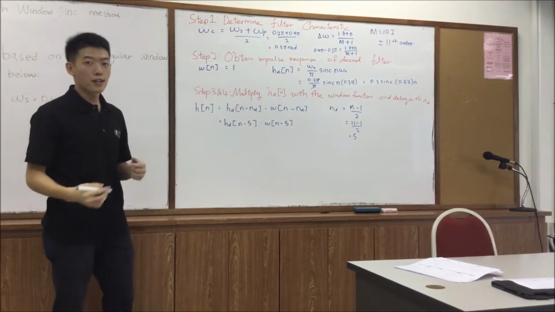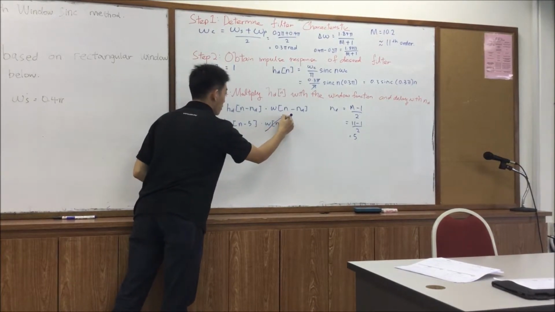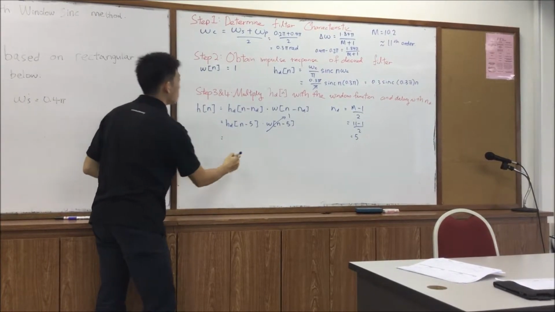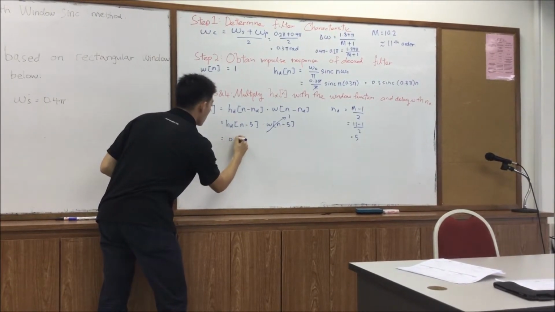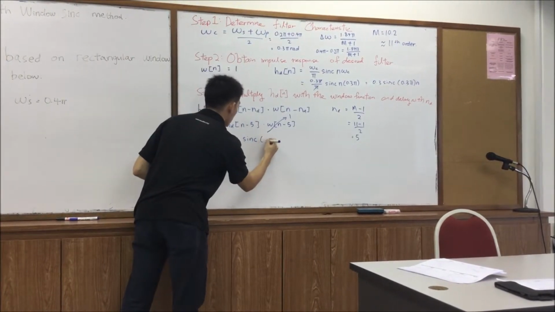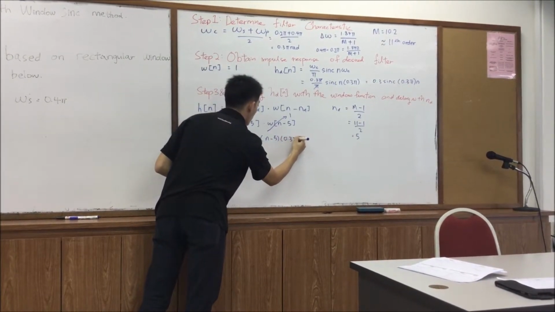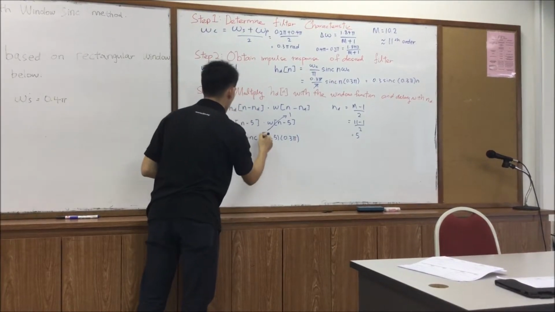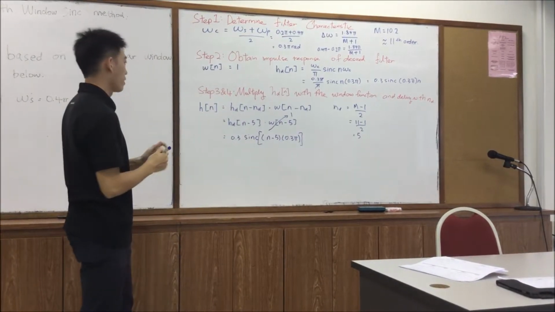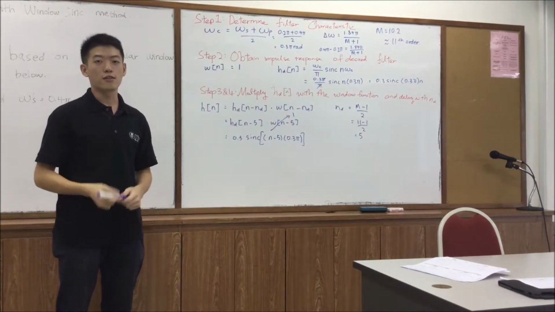And as we know, a rectangular window is always 1 all the time. So we can replace it with 1, and our function will be simplified into this one. And our design of the FIR filter is done. The next step is to illustrate it in graphical form.